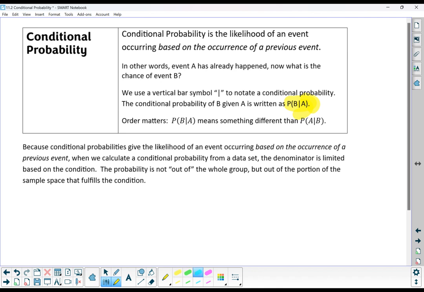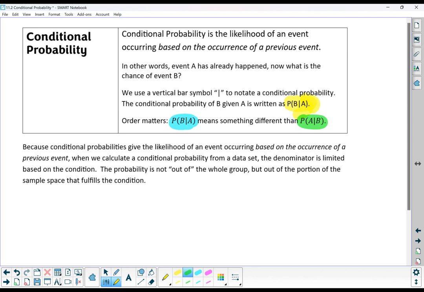When we're talking about conditional probability, order matters. So the conditional probability of B given A is different from the probability of A given B. So you have to think about which one is the given. Conditional probabilities give the likelihood of an event occurring based on the occurrence of a previous event.